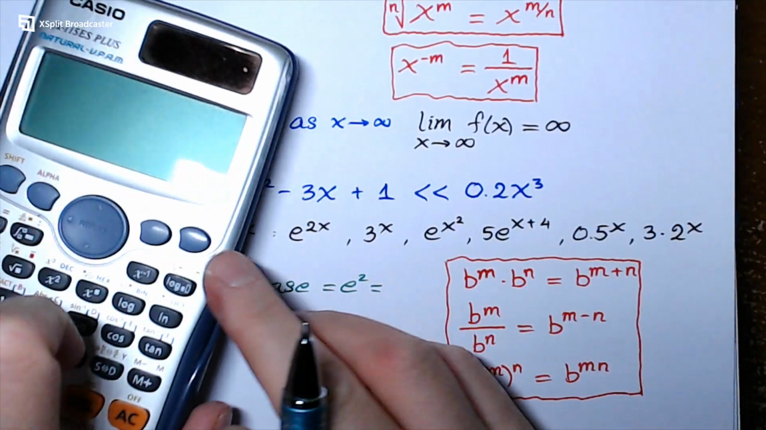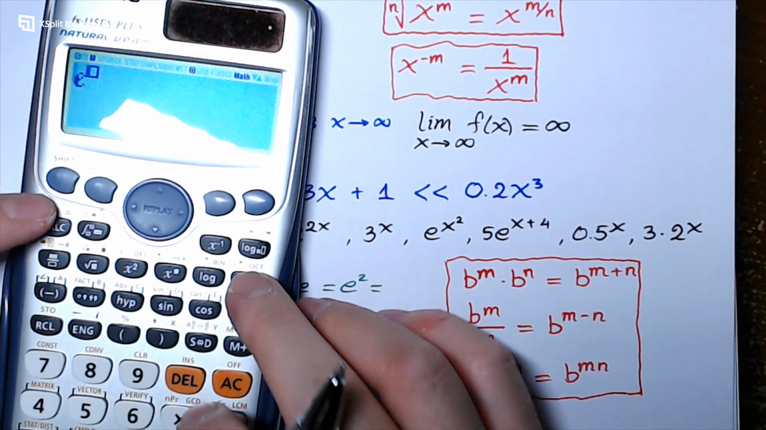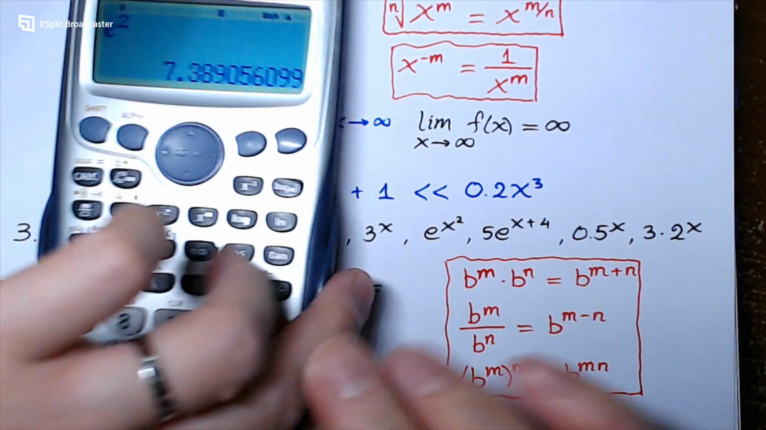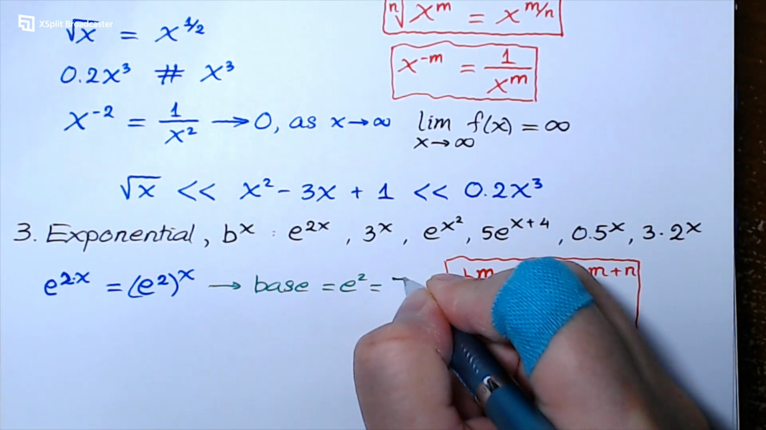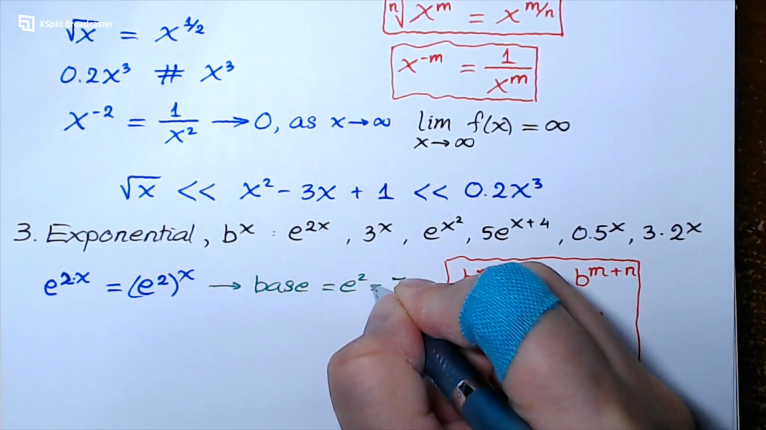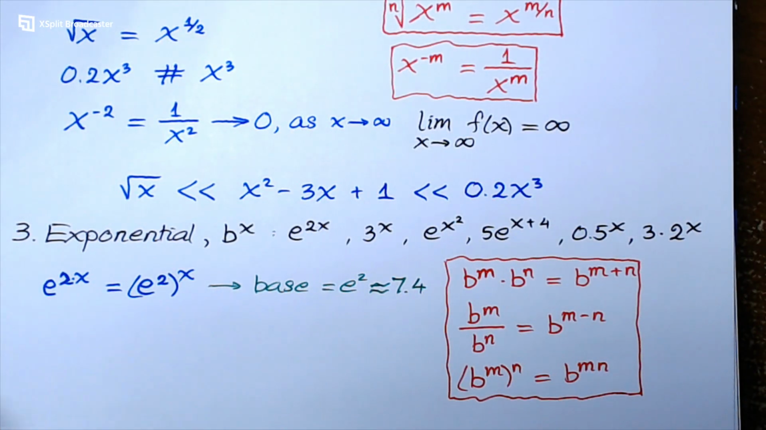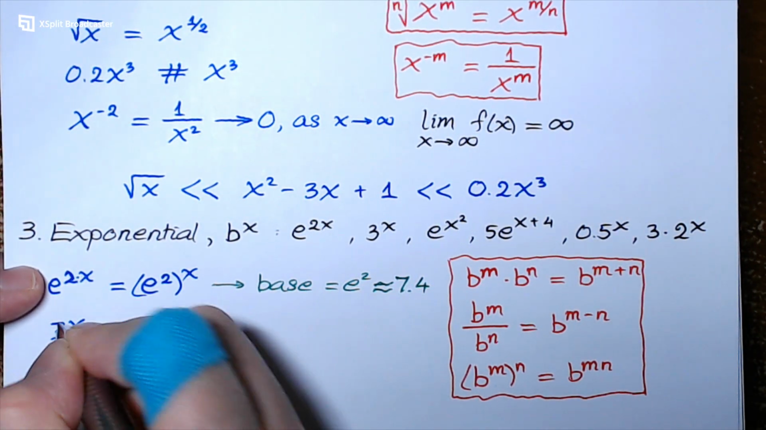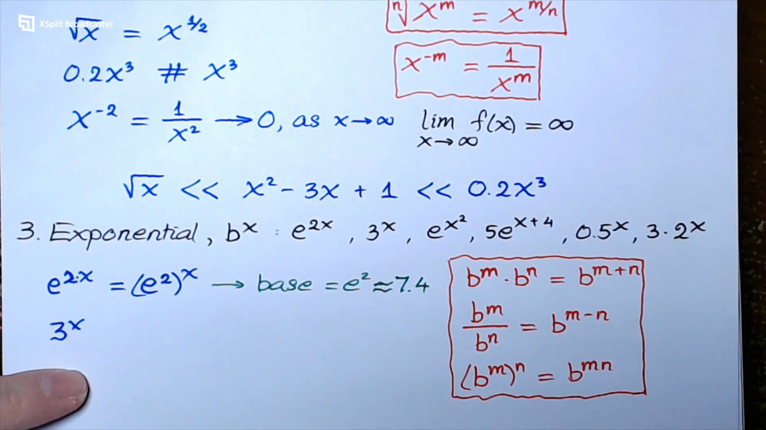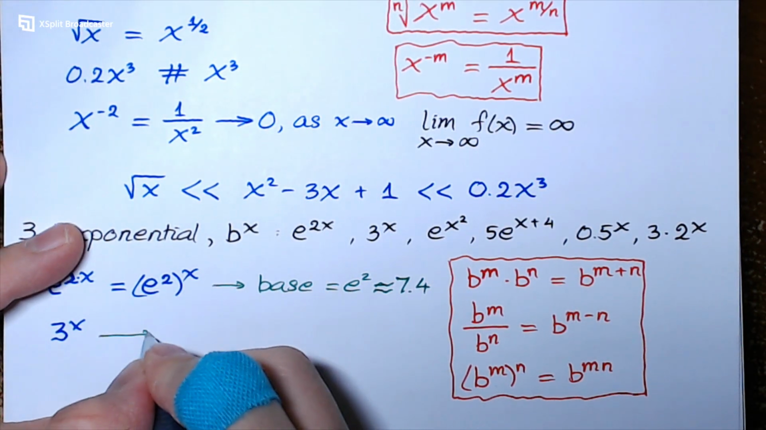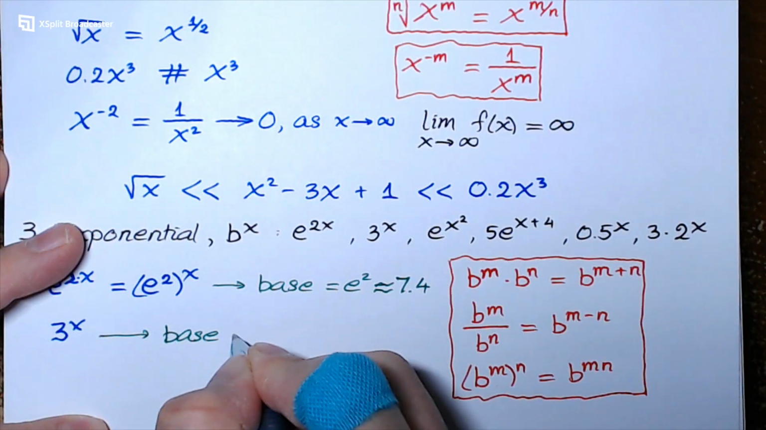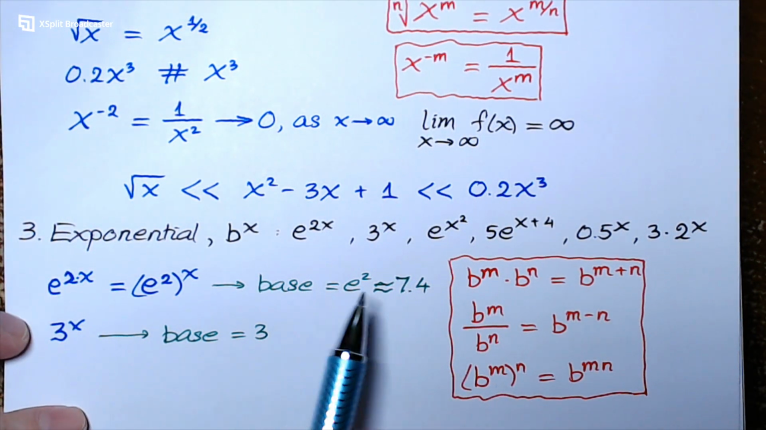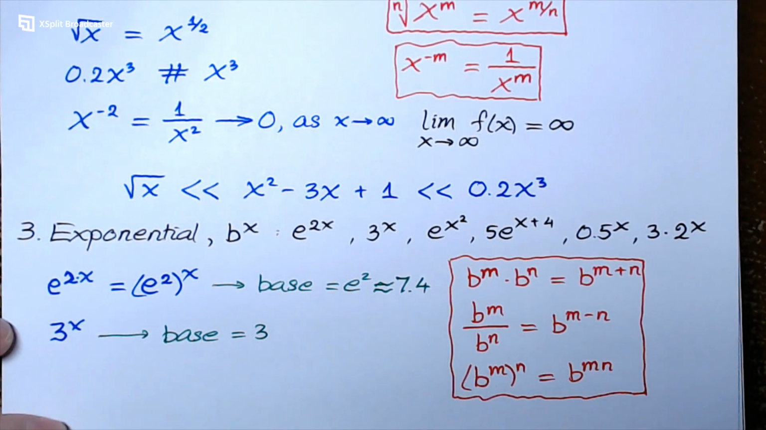What is e squared equal to? 7.38. Okay, so that is 7 point something, about 7.4. Next, 3 to the x. Well, this is obvious. 3 to the x, so the base is 3. And that base 3, of course, is smaller than this. So the function e to the 2x is faster than 3 to the x.